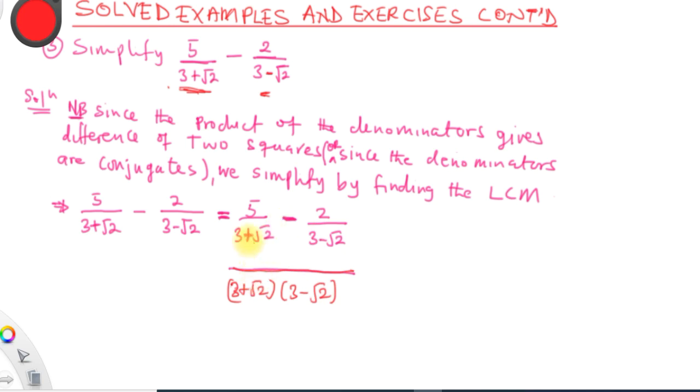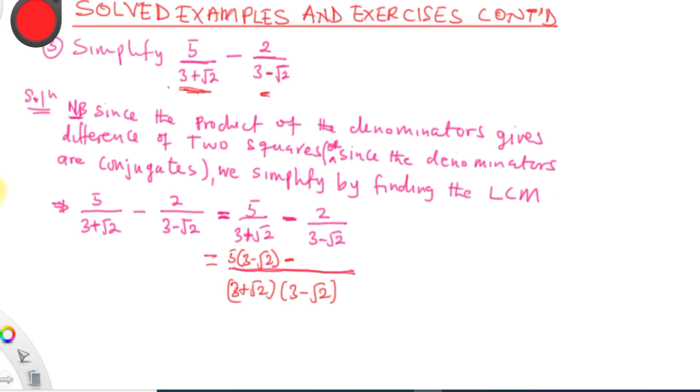If you find the LCM, then what do you do? The LCM divided by this denominator, this will cancel. We get this, then you multiply by 5, so you get 5 times 3 minus square root of 2. Then you bring the minus sign, and then this divided by this. I hope you understand.